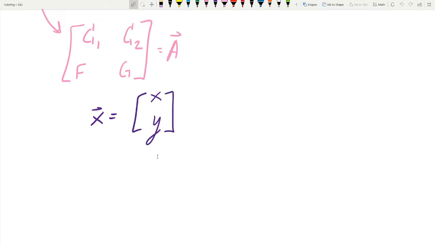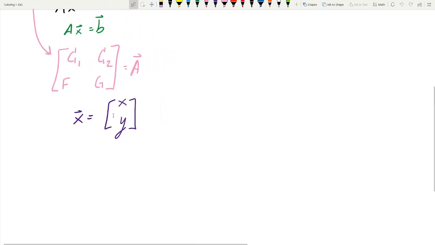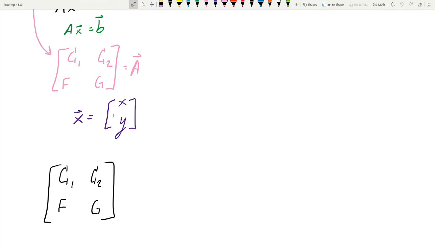Now, if we were to rewrite that Ax equal to b into the format we're looking for, it should make a little bit more sense. So c1, c2, f, and g multiplied by x, y is equal to c3 and h, which is our b.